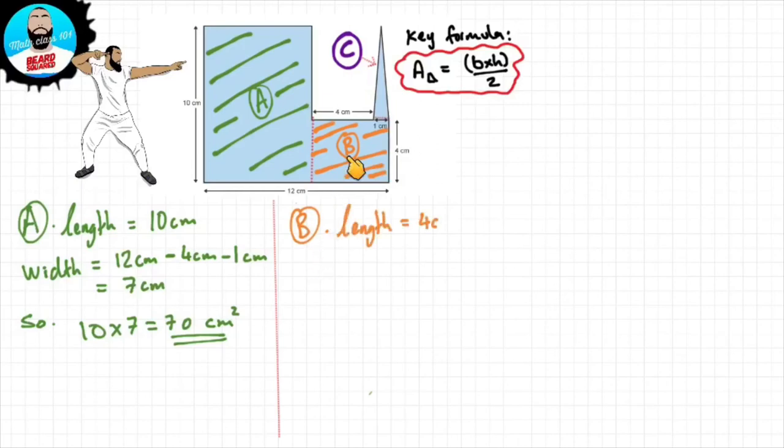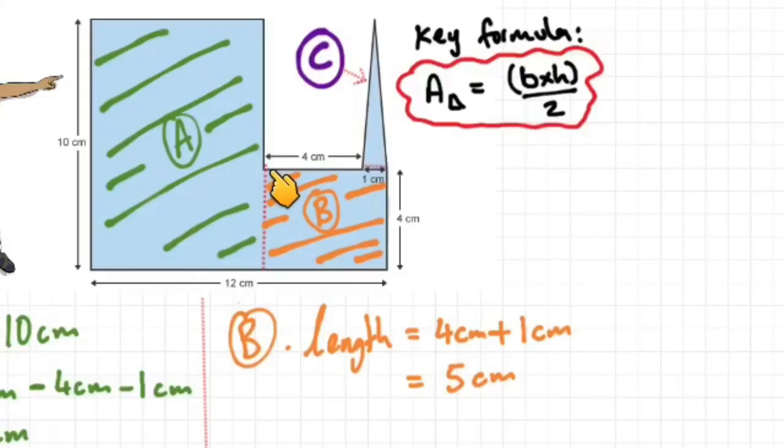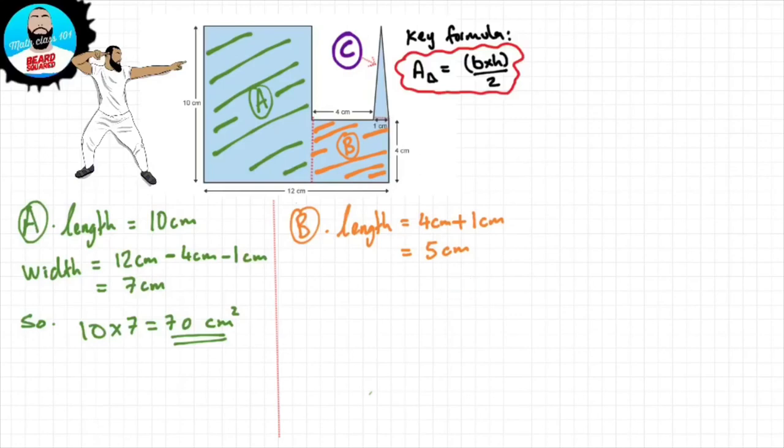Section B, we have a length of 4 plus 1. So remember before we had 4 along the top plus 1 along here, which gives us 5 centimeters. And the width is 4 centimeters along this side. Now in order to work out the area, we're going to do length times width, 5 times 4, 20 centimeters squared.